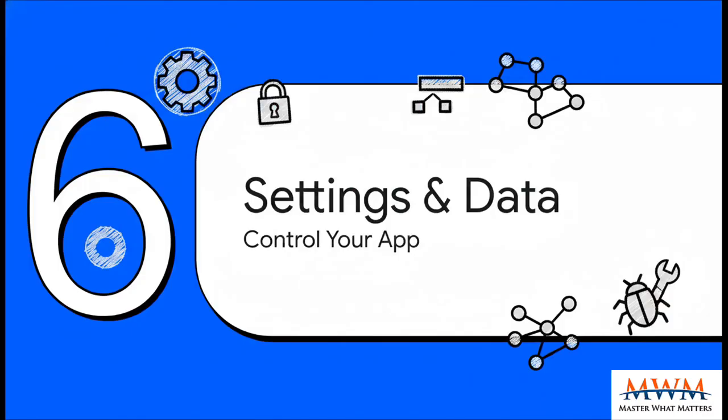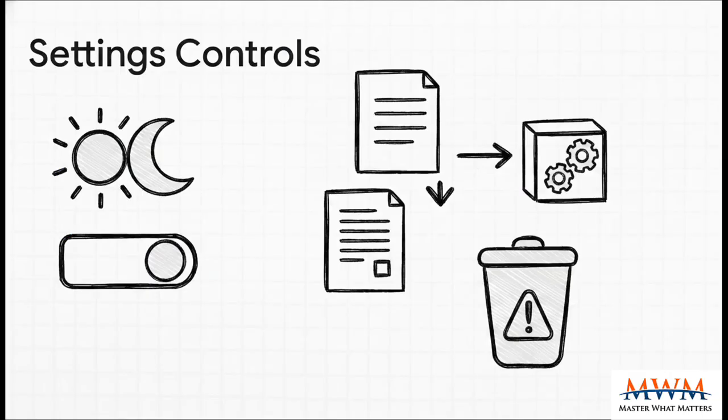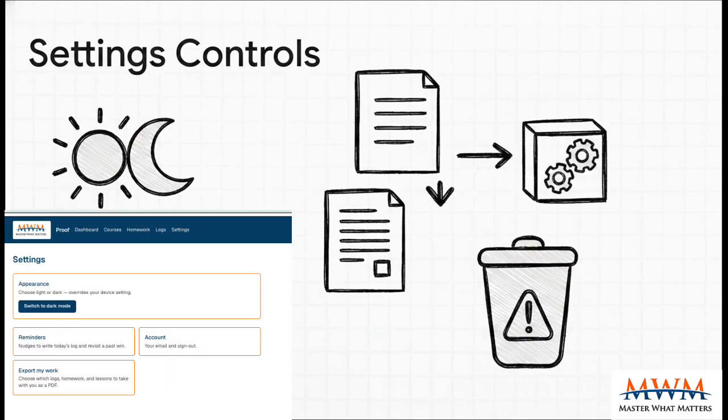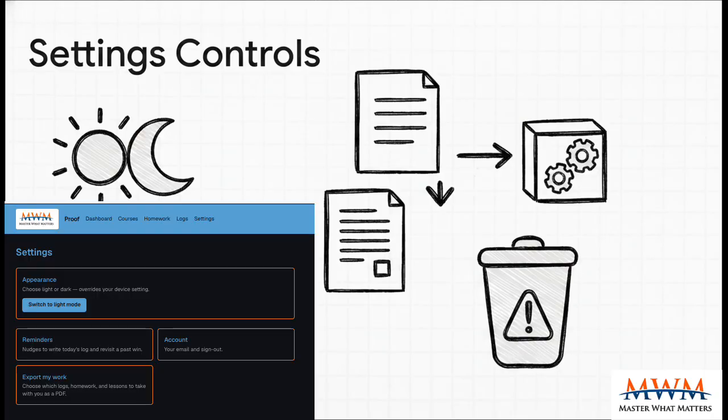All right, bringing it home with section 6, settings, data, and troubleshooting. Let's look under the hood. In the Settings Hub, you are in total, absolute control. You can toggle between light and dark mode, whatever suits your eyes best. And when it comes to your personal data, you have 2 really great options.